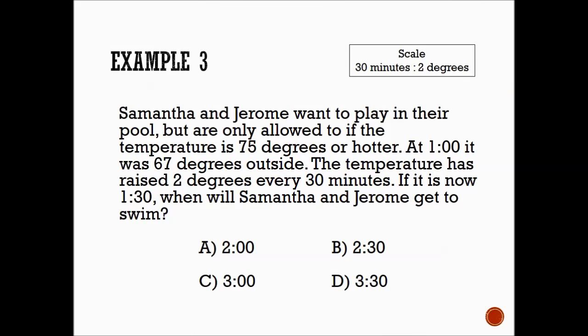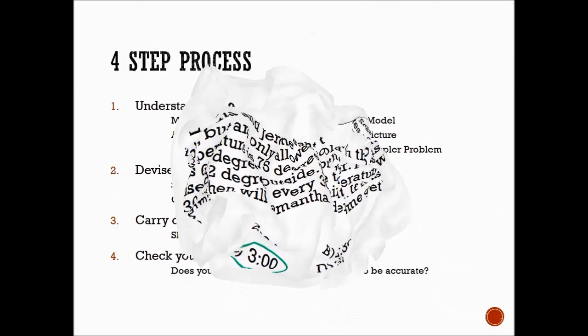Look at the answers and check your work. The problem gives us possible answer choices of A, 2 o'clock, B, 2:30, C, 3 o'clock, and D, 3:30. The answer C, 3 o'clock, matches our answer of 3 o'clock. You've solved the problem using the 4-step method.